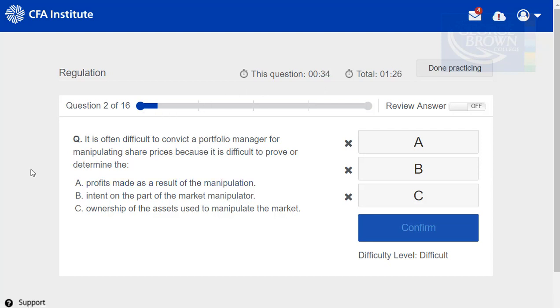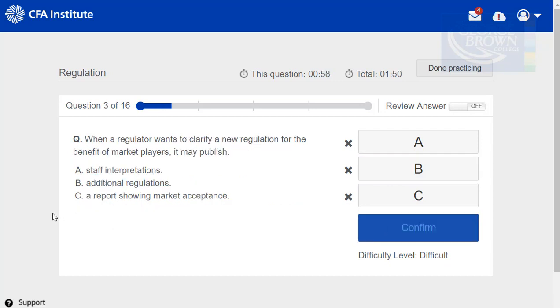So let's just do 2 in a row here. It's often difficult to convict a portfolio manager for manipulating share prices because it's difficult to prove or determine A, profits made as a result of the manipulation, B, intent on the part of the market manipulator, or C, ownership of the assets used to manipulate. I would say perhaps B would be the correct answer. I'm not reviewing it now. Because I have the review answer off, I'm going to go to the next question. You can see 8 seconds on this one. I can click through a number of questions.